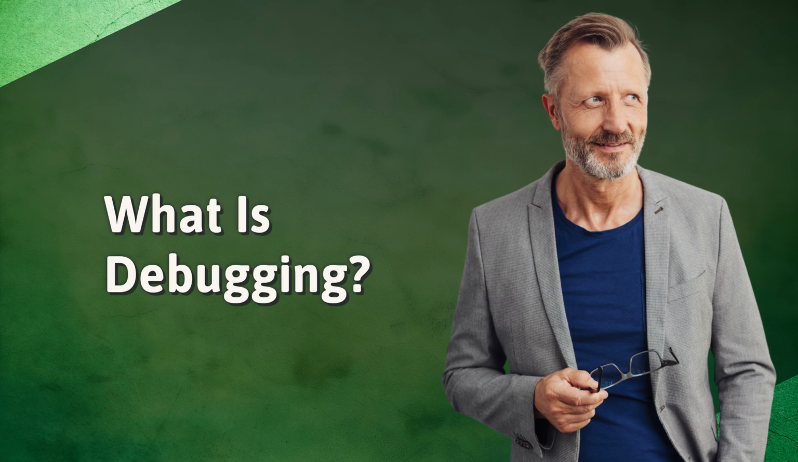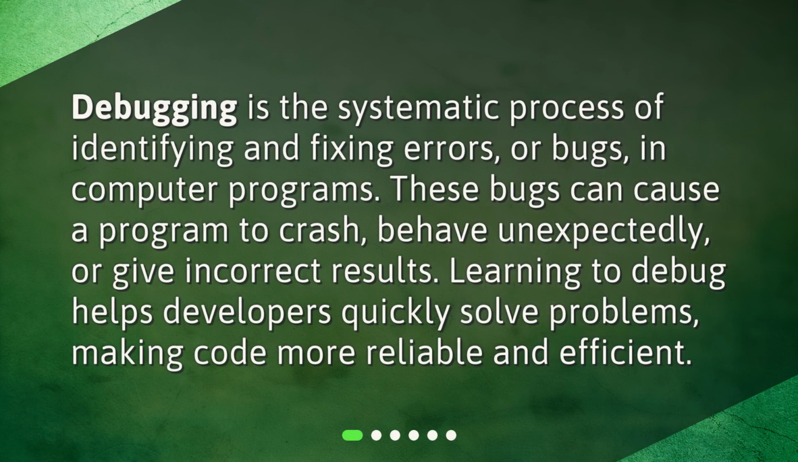What is debugging? Debugging is the systematic process of identifying and fixing errors or bugs in computer programs. These bugs can cause a program to crash, behave unexpectedly, or give incorrect results. Learning to debug helps developers quickly solve problems, making code more reliable and efficient.